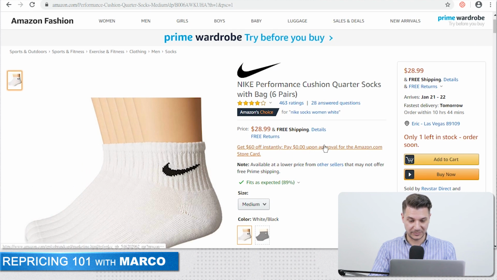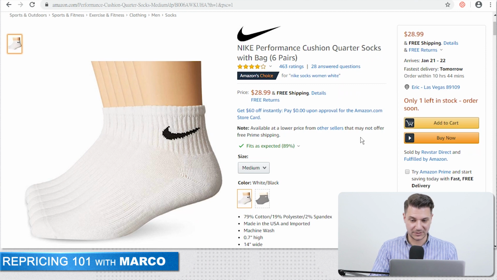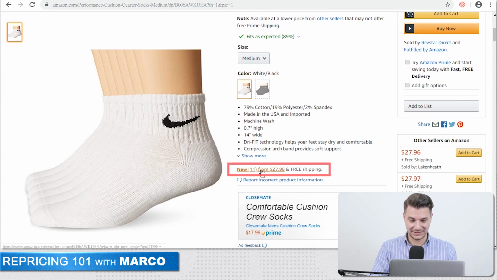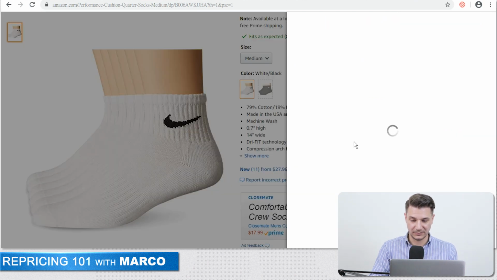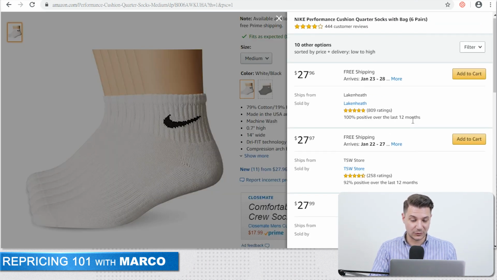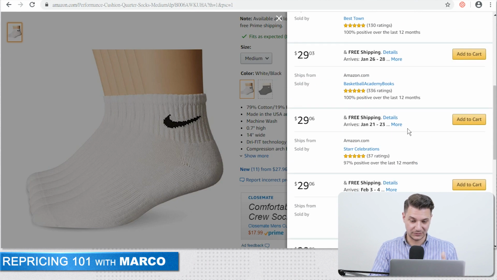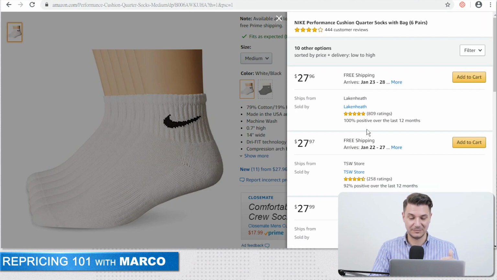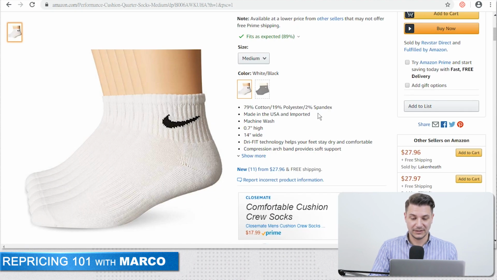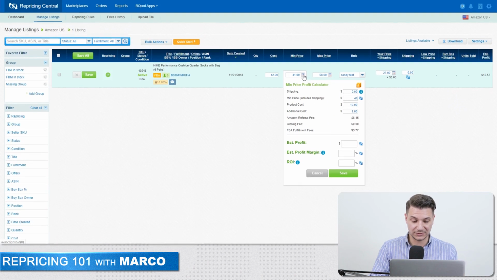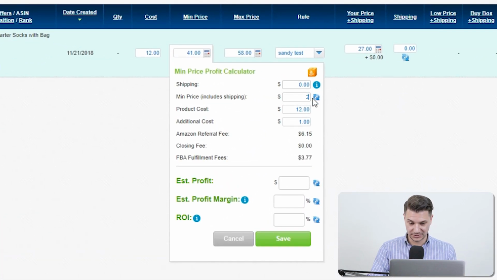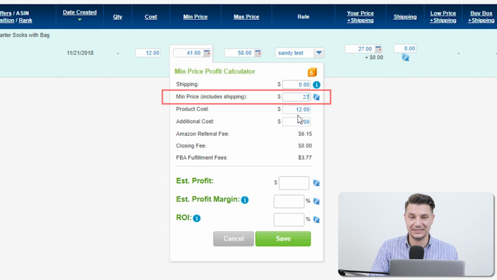If we check the offer page right now, we can see that the buy box is at $28.99 and there are 11 sellers also selling this product. We can see that the sellers are all around the $27 to $29 range. So this means that this product doesn't have much fluctuation. It's a very stable price. If we go to Repricing Central and check an ROI calculation using, for example, $27 as a min price, we see that right now it's selling around $28.